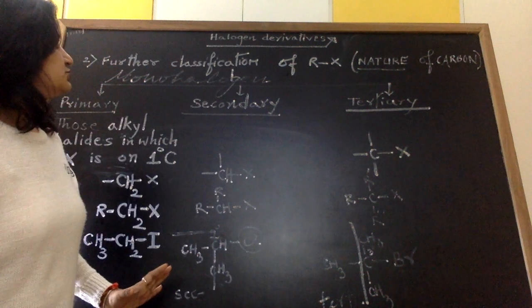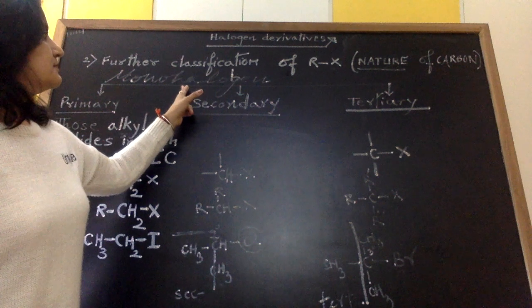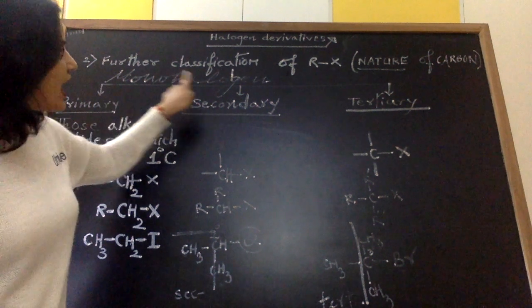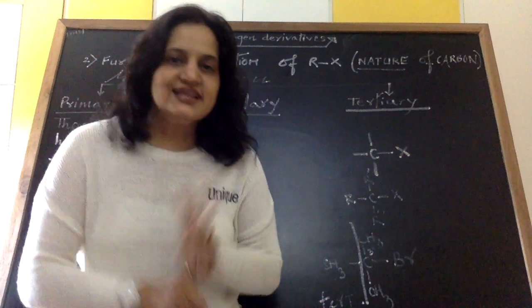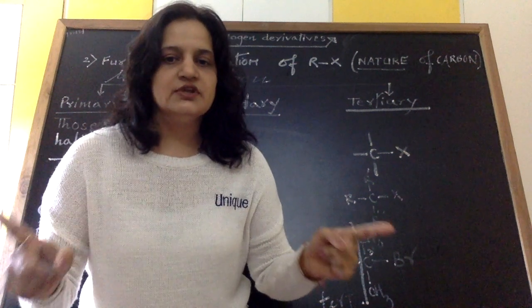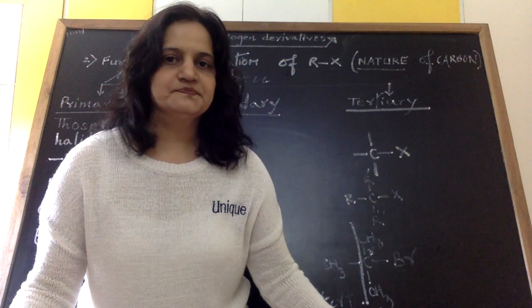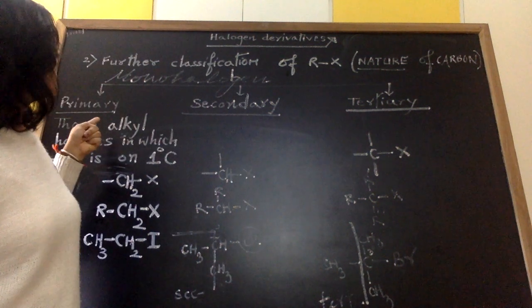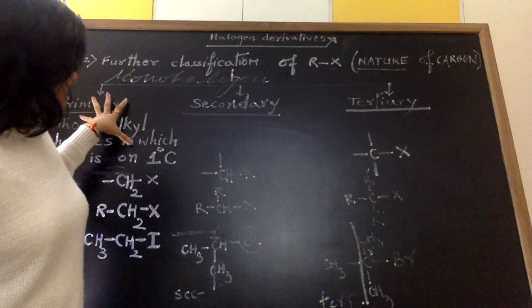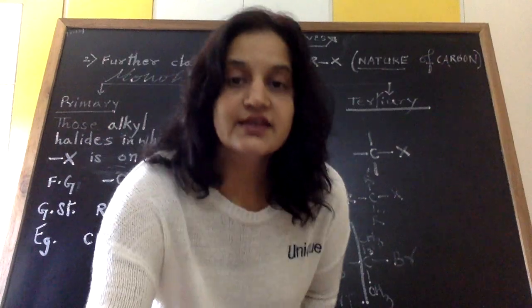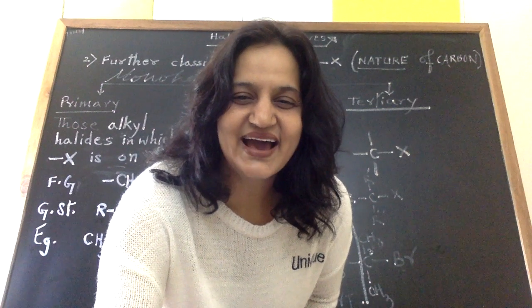This is the classification of monohalogen derivatives, that is alkyl halides, that is haloalkanes, on the basis of nature of carbon atom. After this, we have to do the classification of primary. Primary can be further classified. How? We check it in the next lecture. Bye bye.